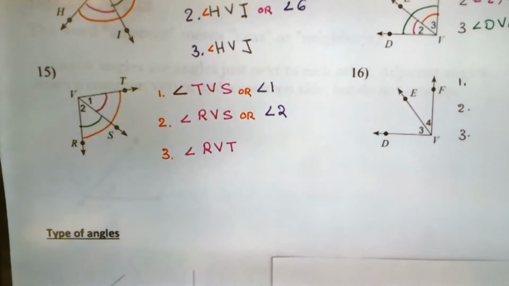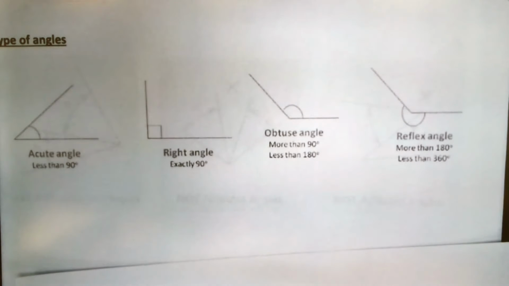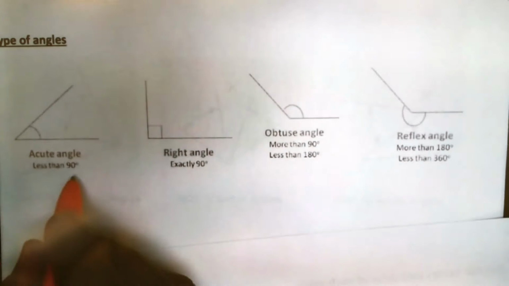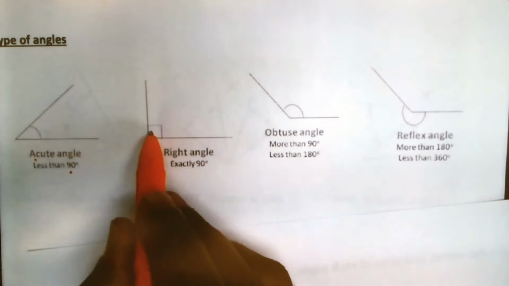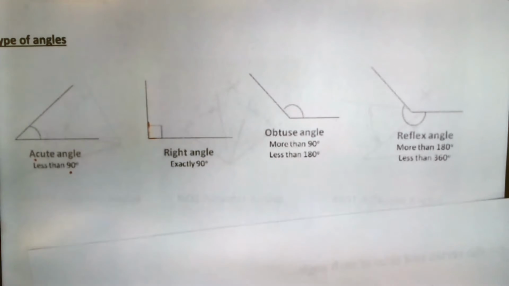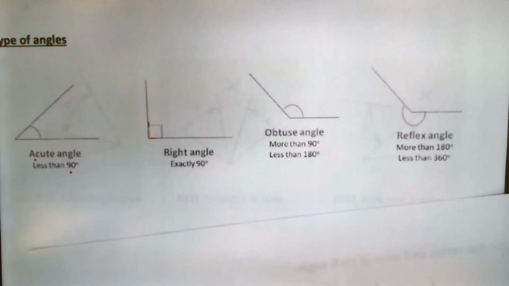The next part of this lesson is about the types of angles. In elementary or middle school, you might have learned that we can classify angles based on their measure. If the measure of the angle is less than 90 degrees, it is an acute angle. If the angle is 90, it's a right angle. To represent the right angle, we use a box sign there.